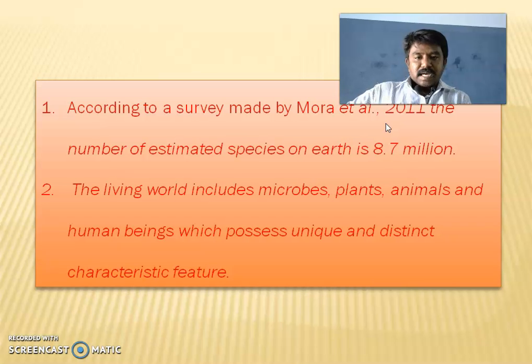Right? According to a survey made by Mora et al., 2011, the number of estimated species on Earth is 8.7 million. The living world includes microbes, plants, animals, and human beings, which possess unique and distinct characteristic features.